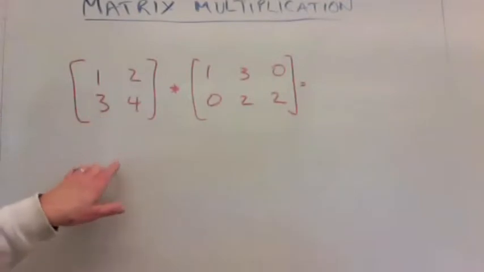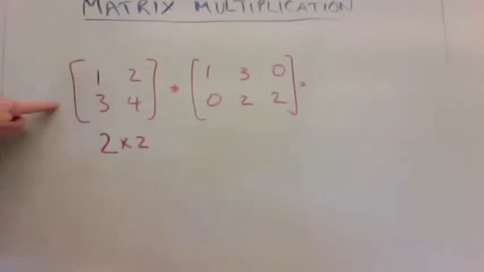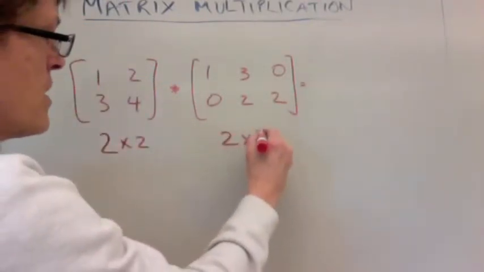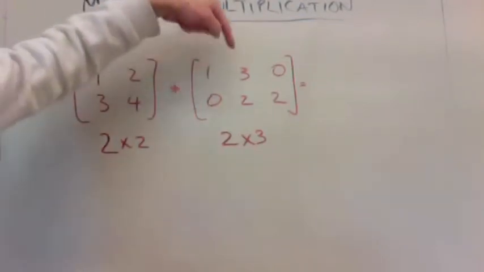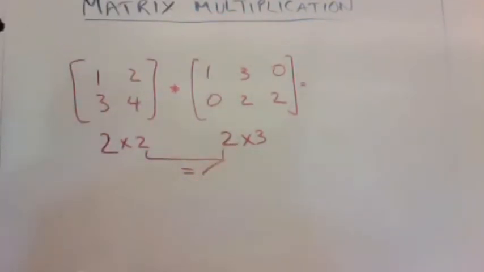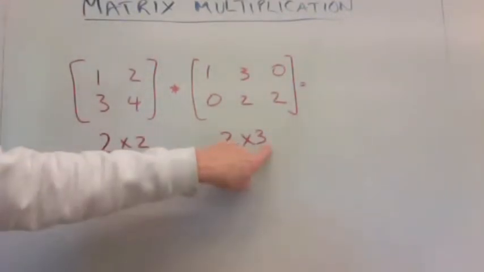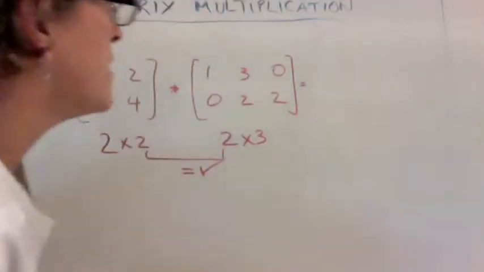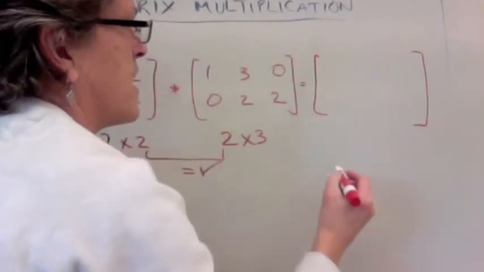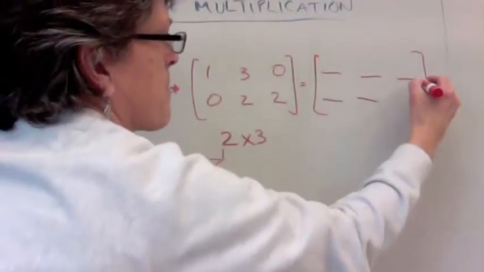Okay, so first thing we need to do is check the dimensions. This is a 2 by 2, 2 rows, 2 columns. This is a 2 by 3, 2 rows, 3 columns. So the columns of the first and the rows of the second are equal. That means we can go ahead and multiply. That's a check. And a 2 by 3 is going to be the dimension of the product. So I'm going to go ahead and set that up. It's going to be 2 rows, 3 columns.